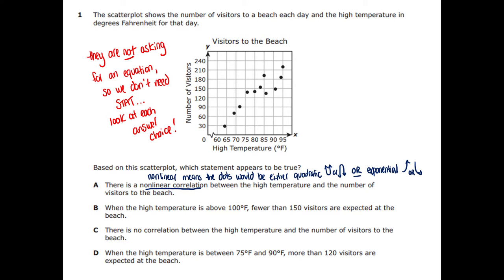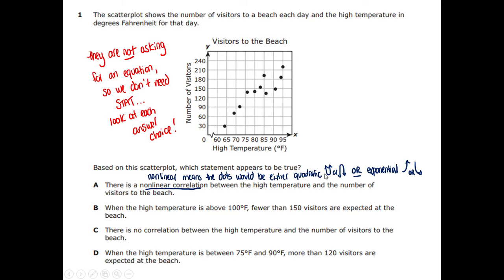So here's your next hint. A is talking about a nonlinear correlation. Now that's a tricky word. Nonlinear means that it's either quadratic or exponential, because there's only 3 functions that we have to worry about in Algebra 1. It's linear, quadratic, or exponential. Now if these dots are making a parabola, or these dots are going up exponentially or going down as an exponential decay, then we could pick this answer choice.